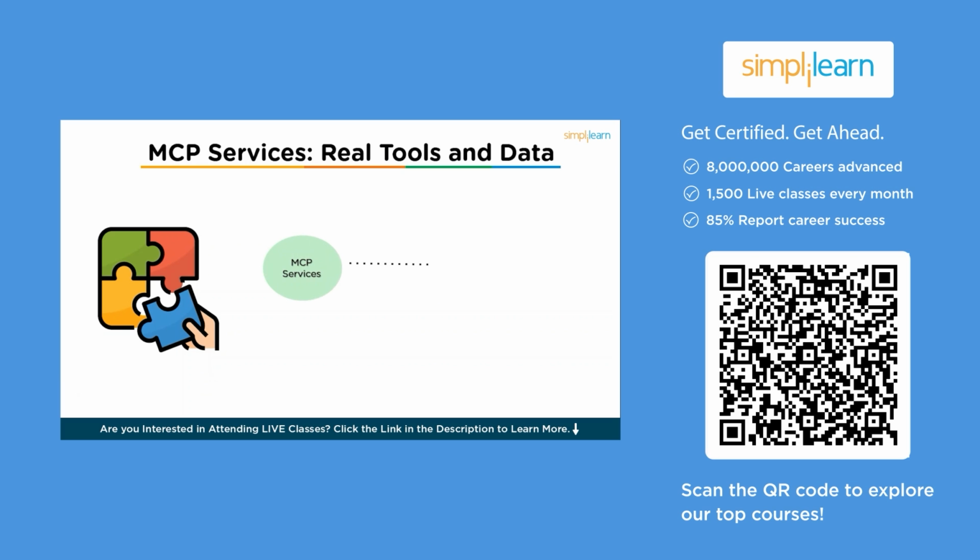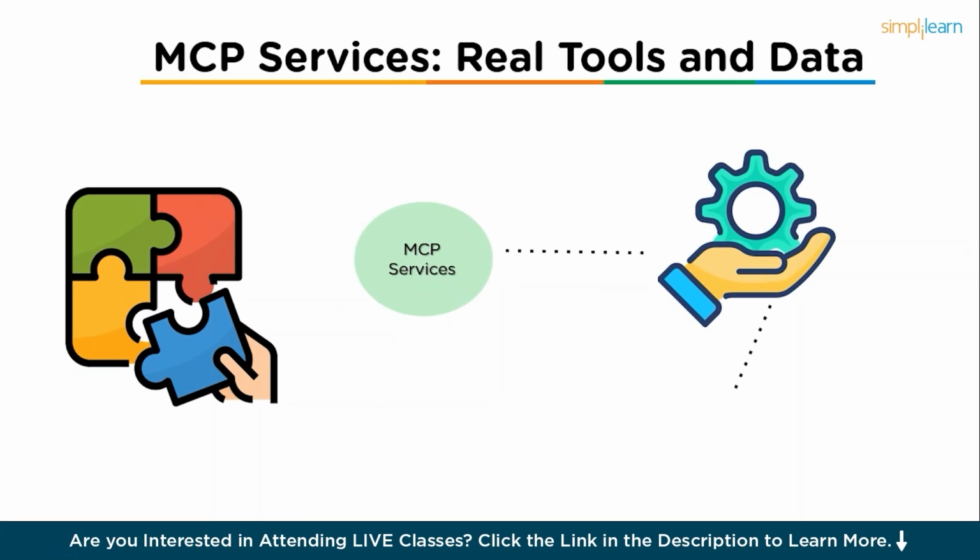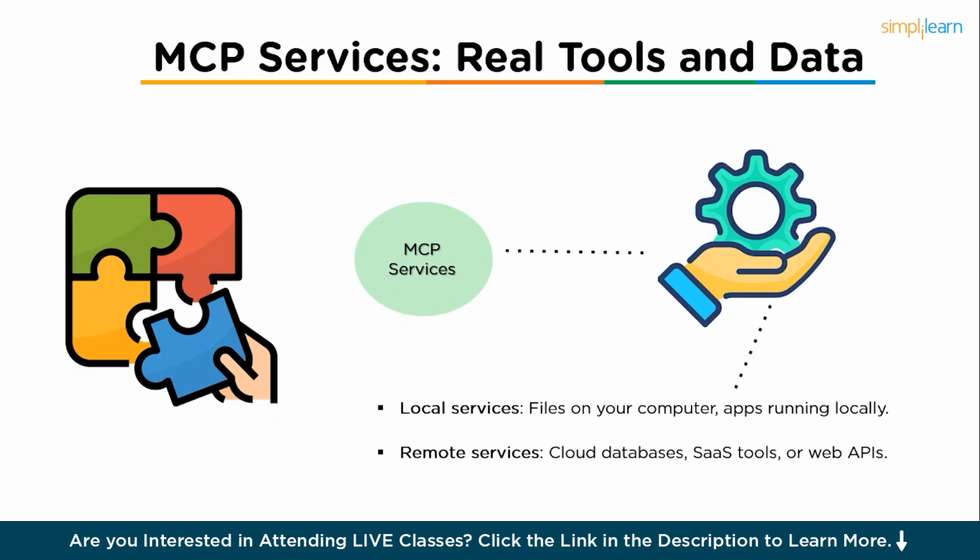Then we've got MCP services, real tools and data. The final piece of the puzzle is MCP services. These are the actual tools or data that the AI wants to use. These could be local services that access files on your computer and make sure your apps are running locally. Then we've got remote services that look after your cloud databases, your SaaS tools, or web APIs. The MCP server acts as a gateway to these services, ensuring secure and reliable access. This allows AI to pull data from these sources and then take action without needing to know how each service works.